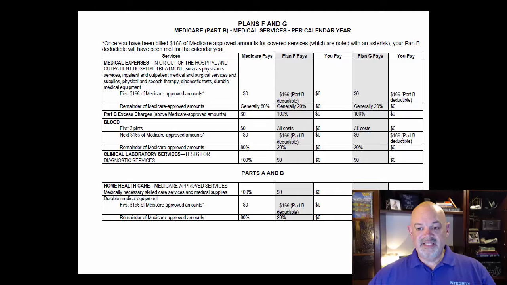Because what happens is, if your doctor does not accept assignment, they can only charge you 15% more than what Medicare allows. So if you go to a doctor who does not accept assignment and the charge comes out to $100, the most he can do is charge you 15% above that, and that's what the excess charge is.